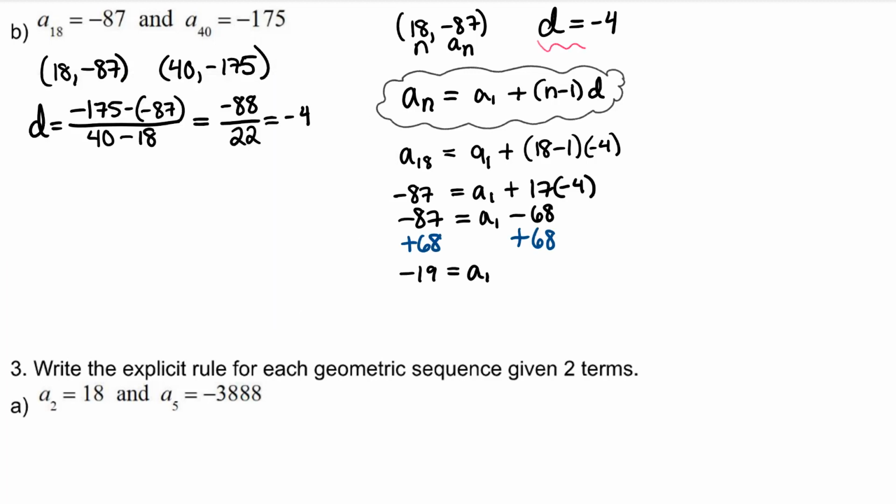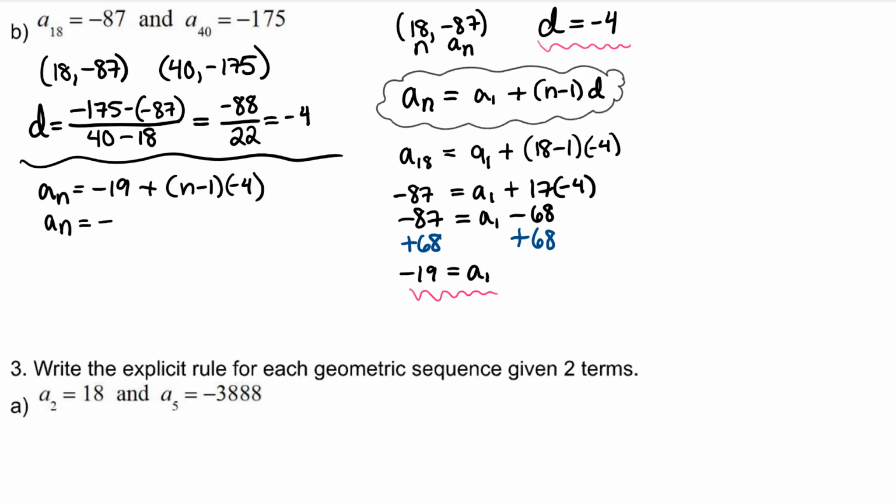So now we have our common difference and our first term, a sub 1. Go ahead and plug it into the explicit rule formula, distribute the common difference, and simplify. The explicit rule for this arithmetic sequence is a sub n equals negative 15 minus 4n.